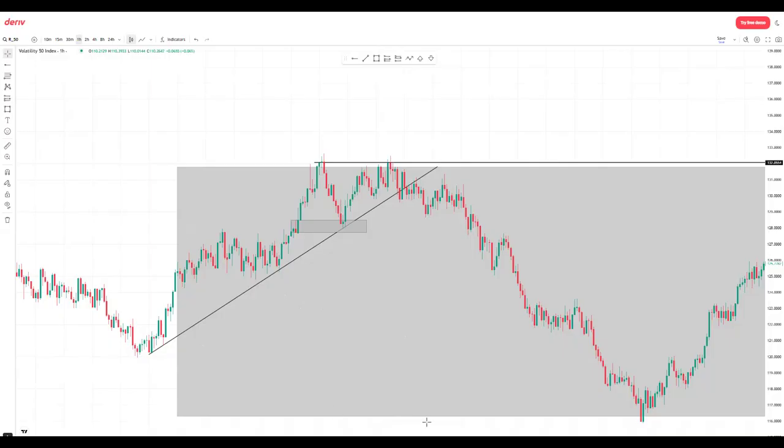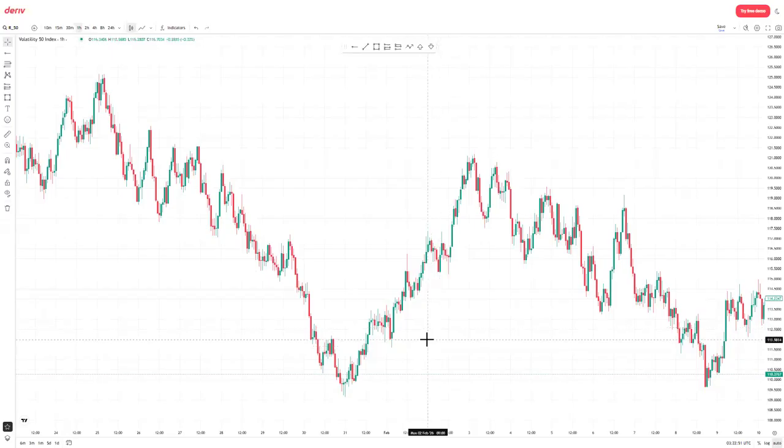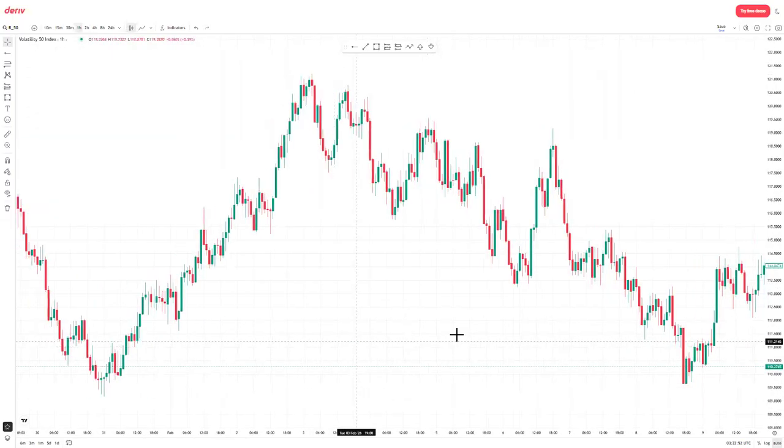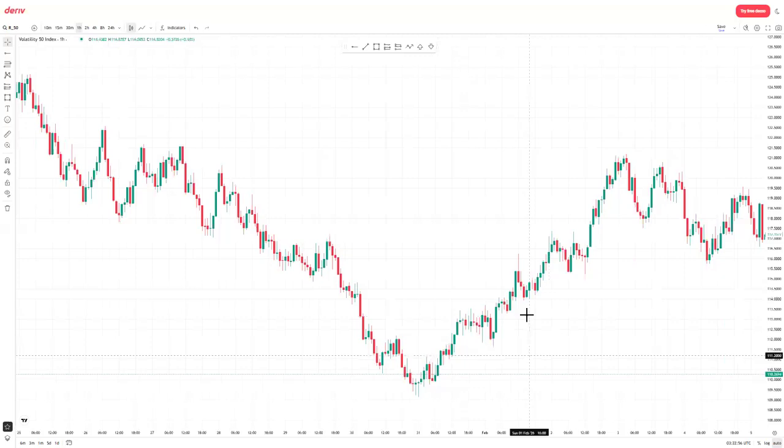Let's go back to higher time frame. Always remember, if this is what you see on smaller time frame, you go to higher time frames, it's different. It's going to be a different thing that you're going to see. Look at what they did here. Just apply a line chart.